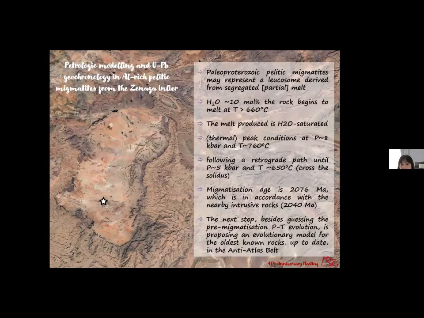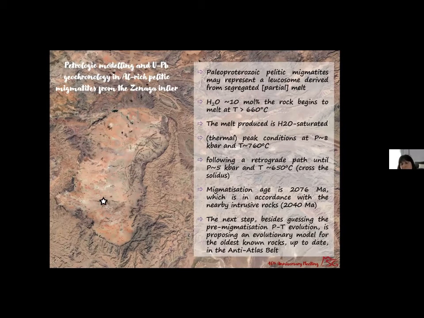Because of all this, we think that these Paleoproterozoic migmatites may represent a leucosome that could have derived from a previously segregated melt, and just about 10% of water is enough to melt this rock. The melt produced is water saturated, and the thermal peak conditions have been estimated as 8 kilobars and 760 degrees Celsius. The migmatization age has been set at 2076 million years, and this is in accordance with the nearby intrusives.